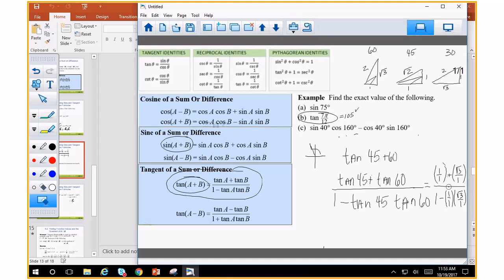Now, the top is going to render what? 1 plus the square root of 3. Does everybody agree with that? Yes. Thank you, one person. And then the bottom is going to give us 1 minus the square root of 3.